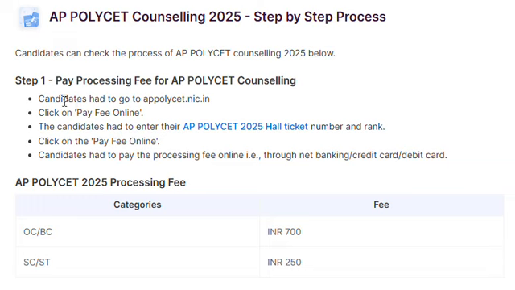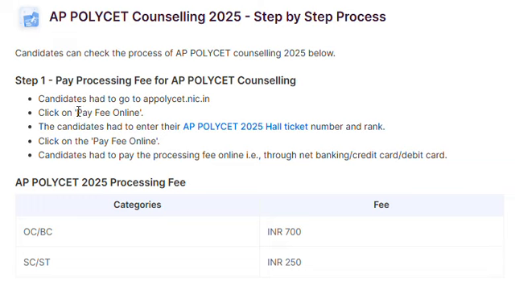So students, step 1 of the AP Polycet counseling process is that first we must pay the processing fee for AP Polycet counseling. That means we must pay counseling fees. There will be some amount of fees. So you can see the AP Polycet 2025 processing fees. For the category of OC and BC it is rupees 700, and for SC and ST it is declared as 250 rupees. This is given by the appolycet.nic website, students.